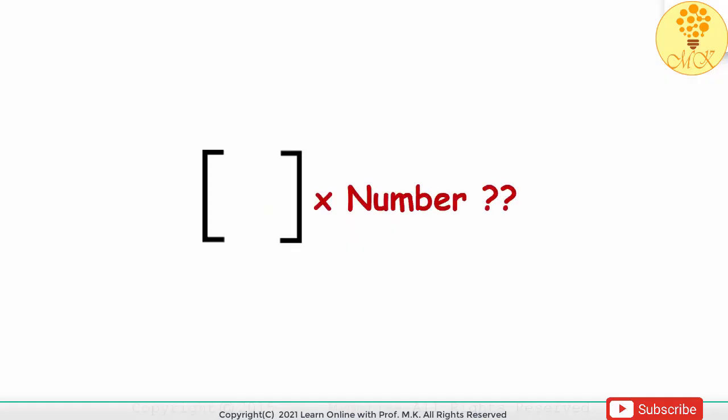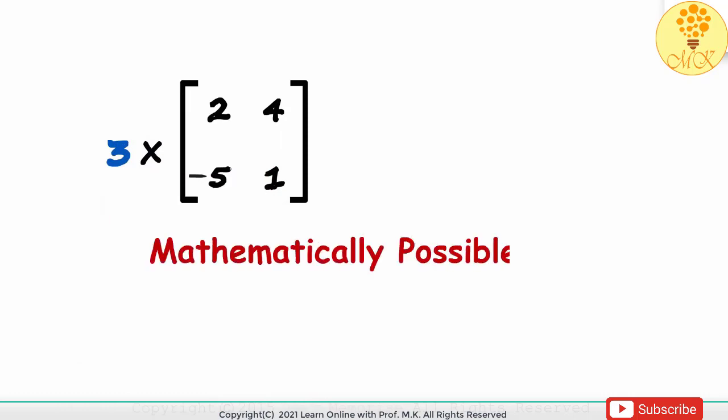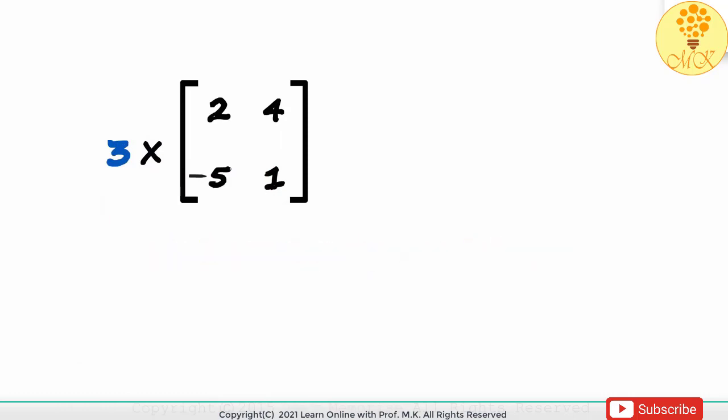Can a matrix be multiplied with a number? Can this matrix be multiplied with, say, 3? Is this mathematically possible? Yes, it is possible. To get the resulting matrix, each element of the matrix is multiplied with this number. Let's see what the resulting matrix looks like.